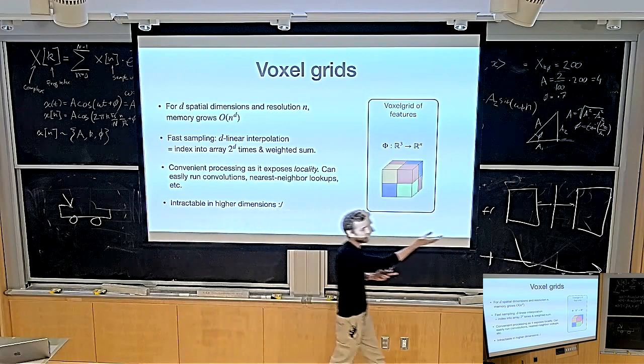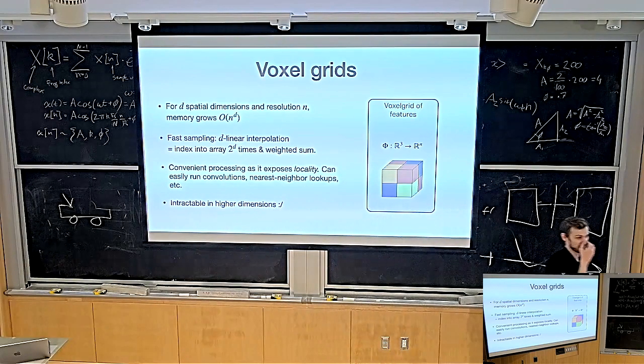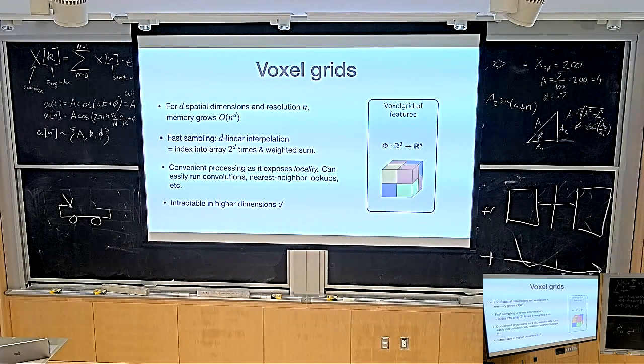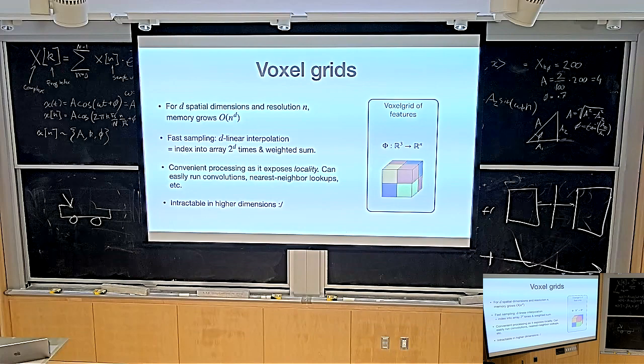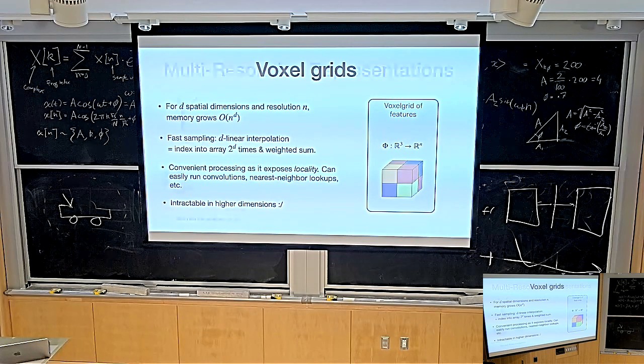But unfortunately, it's basically intractable in higher dimensions. In 3D, it's fine, a billion values in 3D, whatever. But now if you have the time dimension in addition, then you have 4D. Now with a side length of 1,000, that's a trillion values. And it starts to get rather complicated.